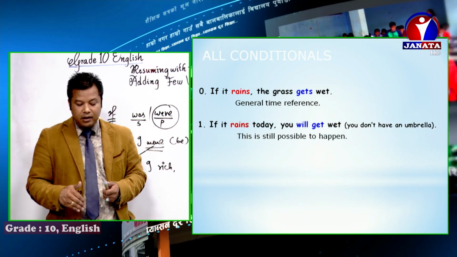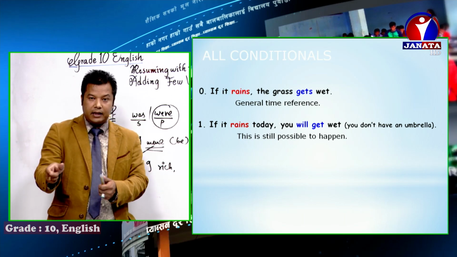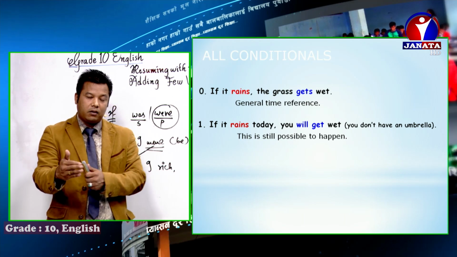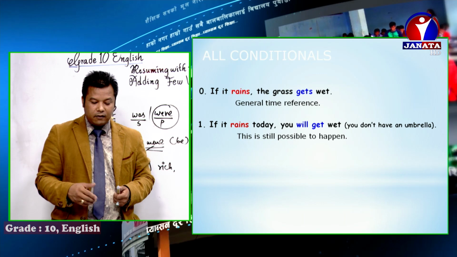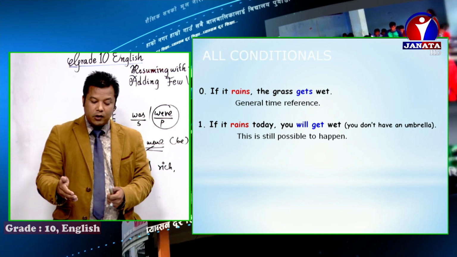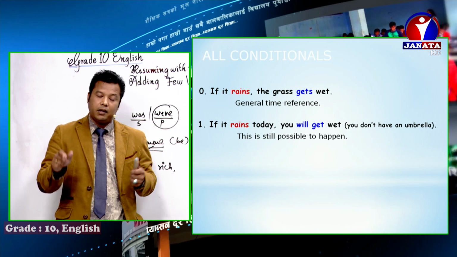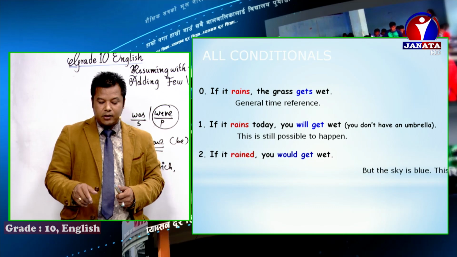If it rains today, you will get wet. See? The comparison again, if it rains, the grass gets wet. You consider that this is a general assumption that it happens, so use type 0. Or if you go with type 1, if it rains today, you will get wet. Now this is what you consider. You don't have an umbrella, you will get wet. But if you have it, you won't. Right? The possibilities.